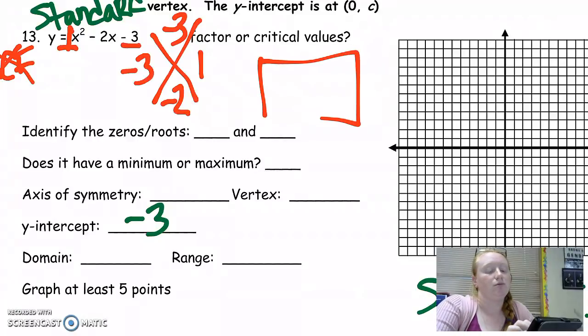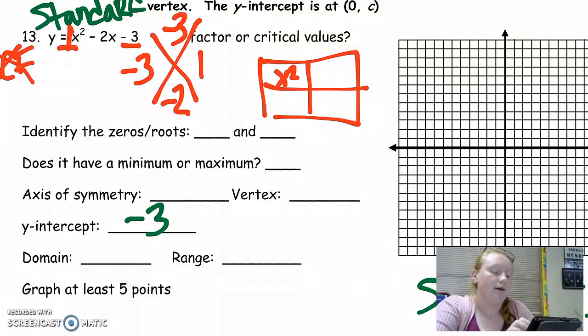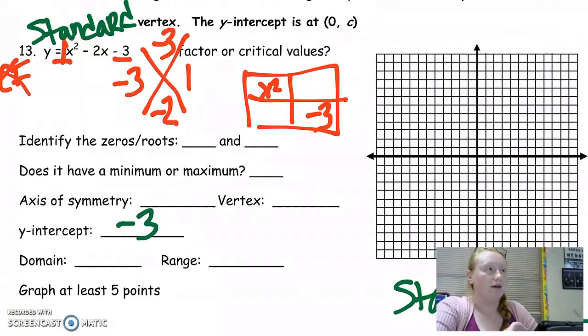Here's where I go through and I do my box. Okay? My box, I get x squared on the top. I get -3 on the bottom. Those were the easy pieces. I'm going to stop my video here. I'm going to let you mull it over for a little bit, and then you can click on the next one.